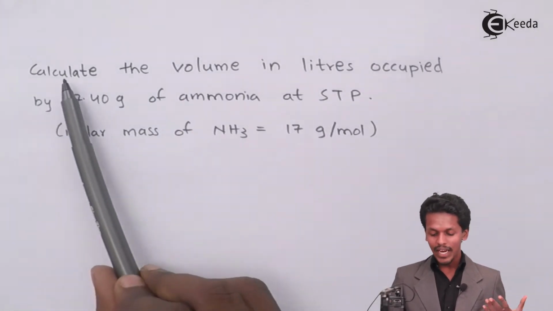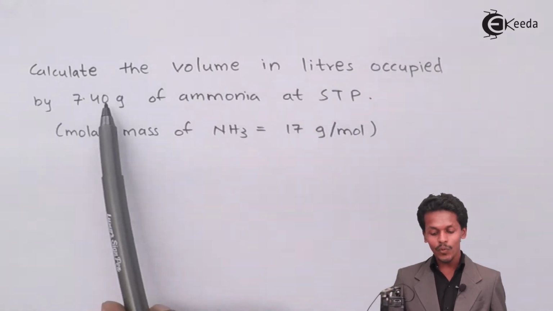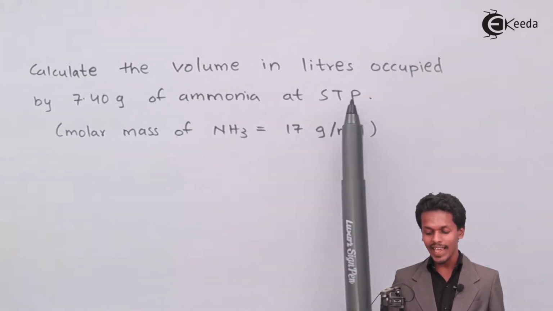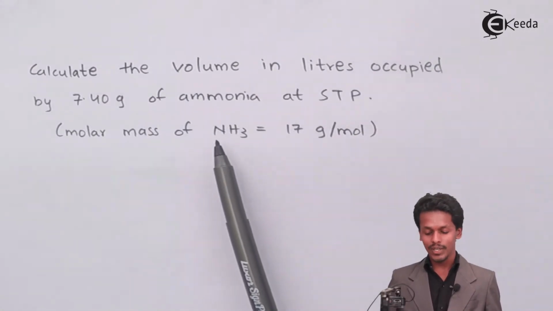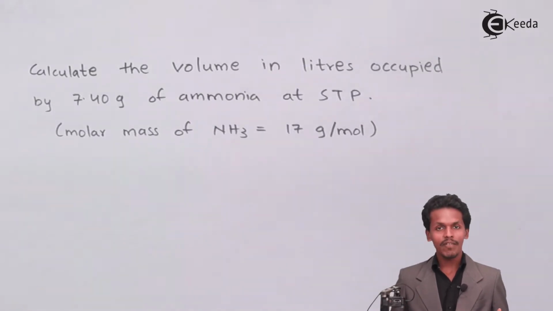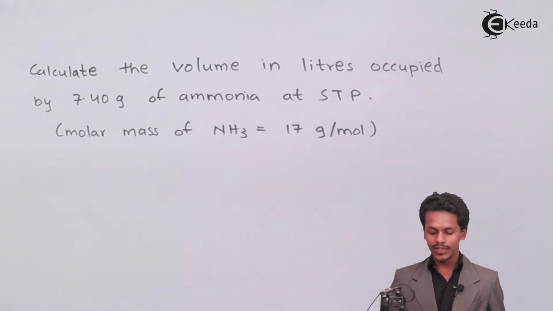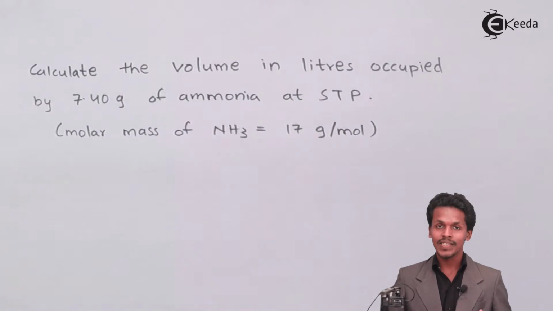They have said that we have to calculate the volume in liters occupied by 7.40 grams of ammonia at STP, and they have also provided the molar mass of ammonia, that is NH3 equals 17 gram per mole. So they have provided us a few data, from which we have to calculate the volume of that particular ammonia at STP. Let us solve this by first extracting the data from the given question.